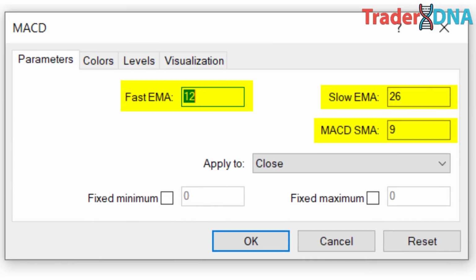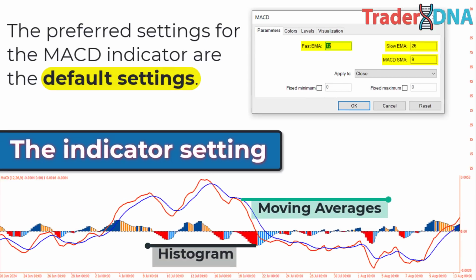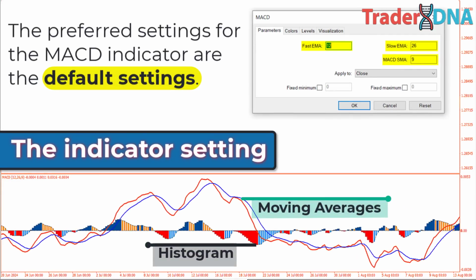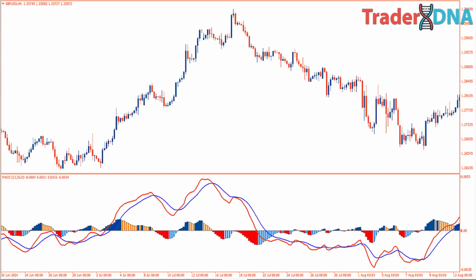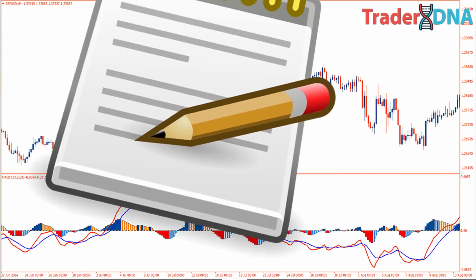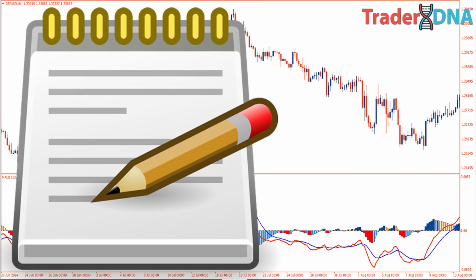And now, let's move forward to the most important part of this video. The buy or sell rules of the MACD Trendline Breakout Strategy. Before we go any further, please take a piece of paper and a pen and note down the rules. Let's get started. Rules for a buy trade.